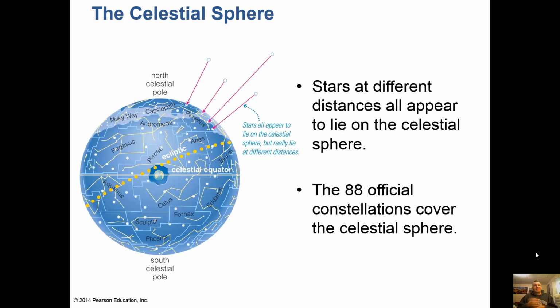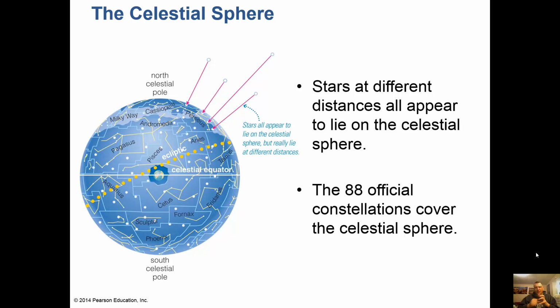Here's the concept of what we're going to hear about now, the celestial sphere. This is an imaginary model. A model is a way of looking at stuff in science to get a better picture of it in a simpler way. So the celestial sphere is our model of the sky.